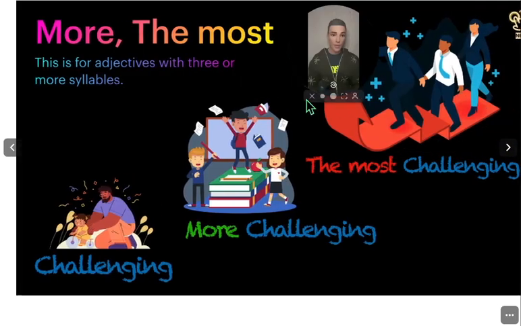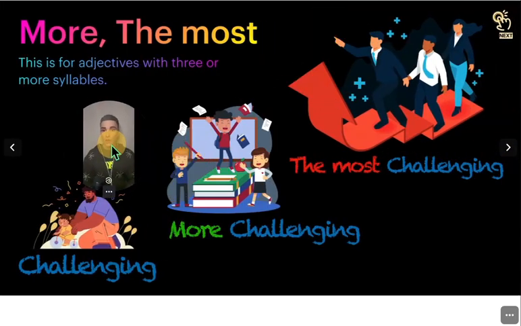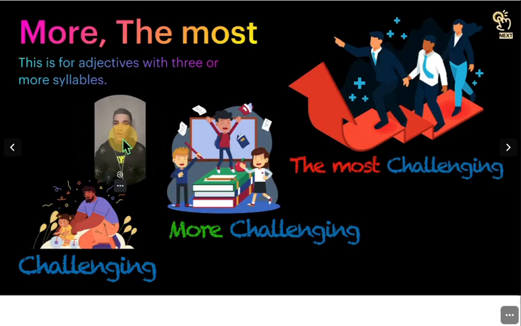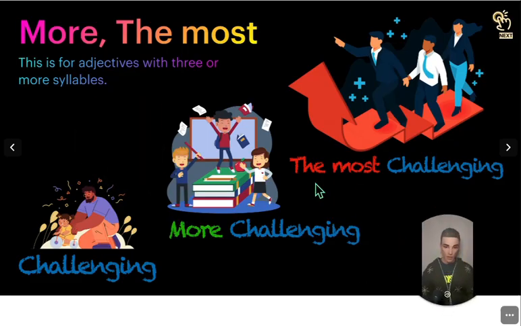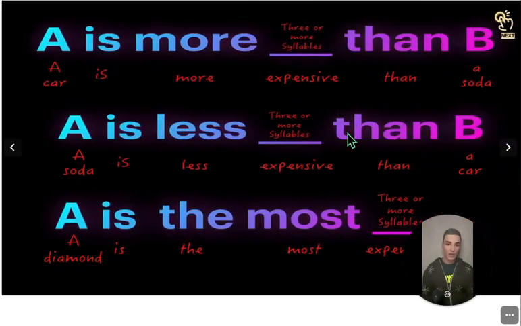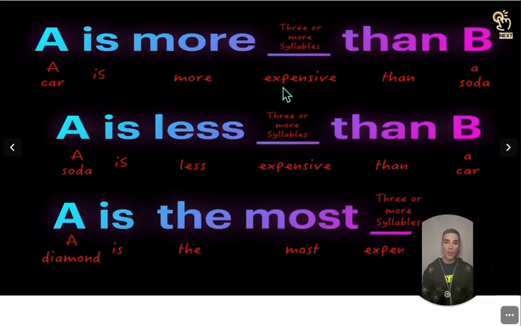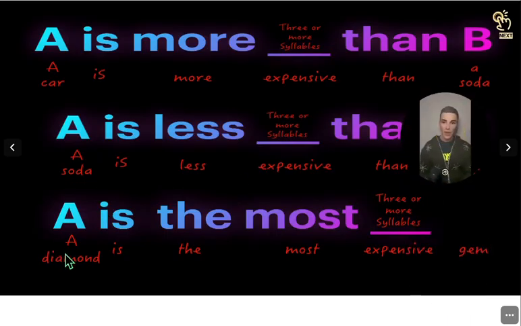Okay. Now let's go to more and the most. This is for adjectives with 3 or more syllables. So challenging is 3 syllables. So challenging, more challenging, the most challenging. Let's continue looking at this. So a car is more expensive than a soda. A soda is less expensive, 3 or more syllables, than a car. A diamond is the most expensive gem.